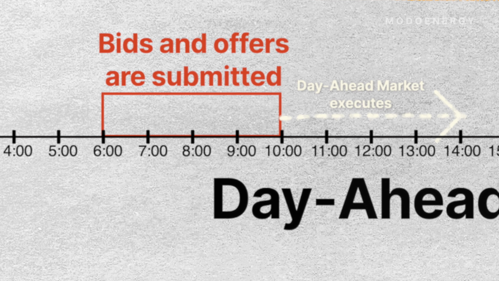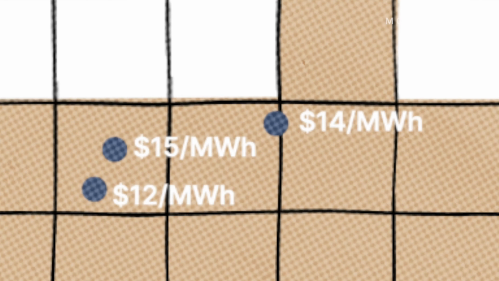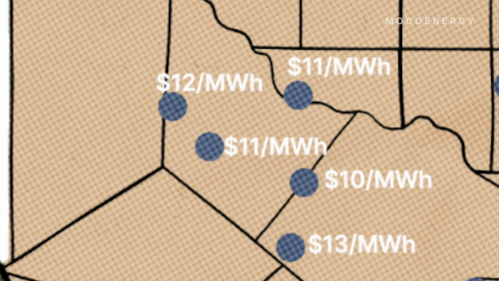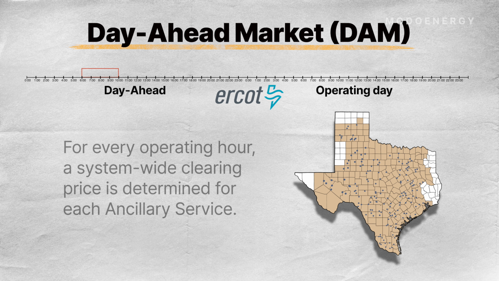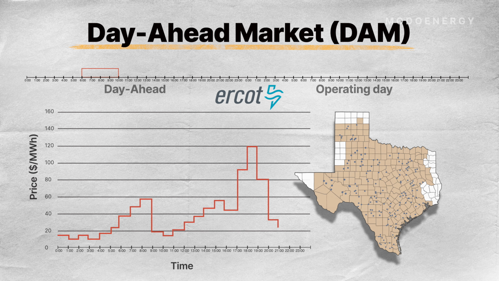After 10 a.m., ERCOT executes. For each hour of the following operating day, an LMP is generated at each settlement point. Meanwhile, for every operating hour, a system-wide clearing price is determined for each ancillary service. Awards for energy and ancillary services are co-optimized to ensure the least cost across the system.